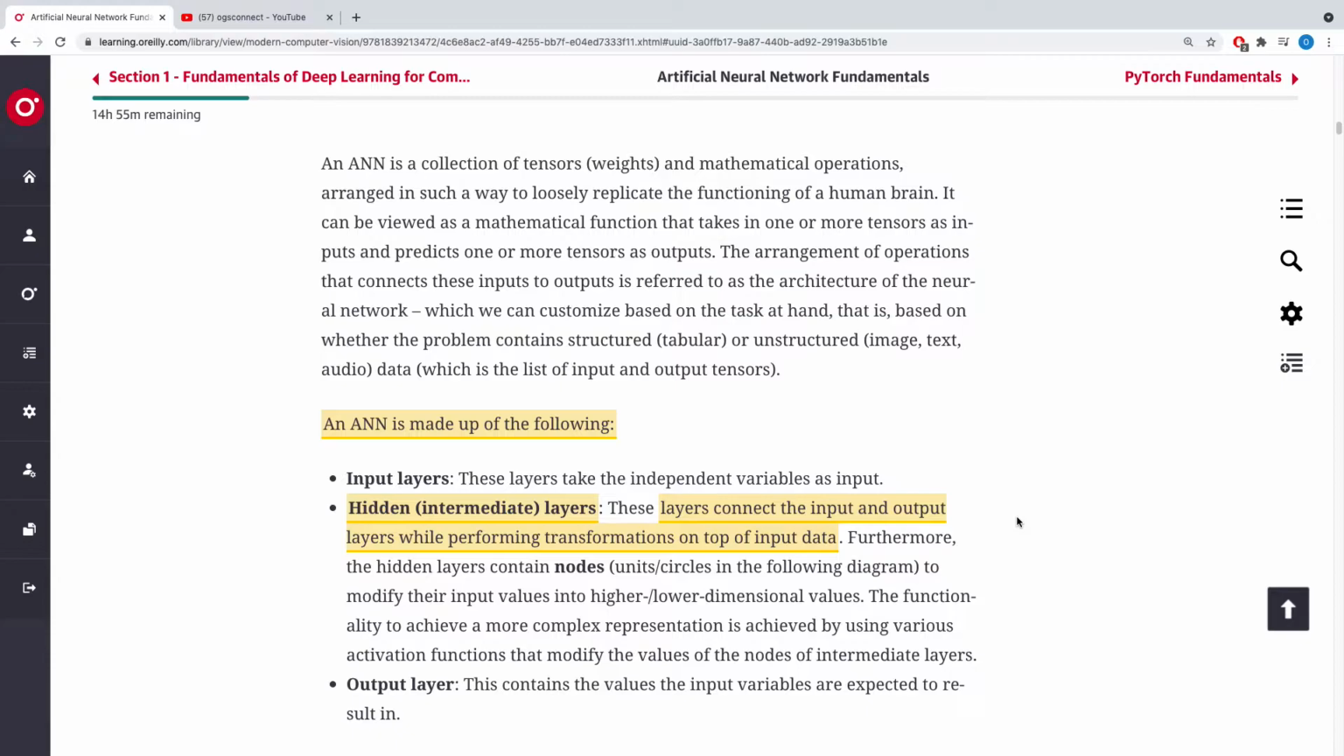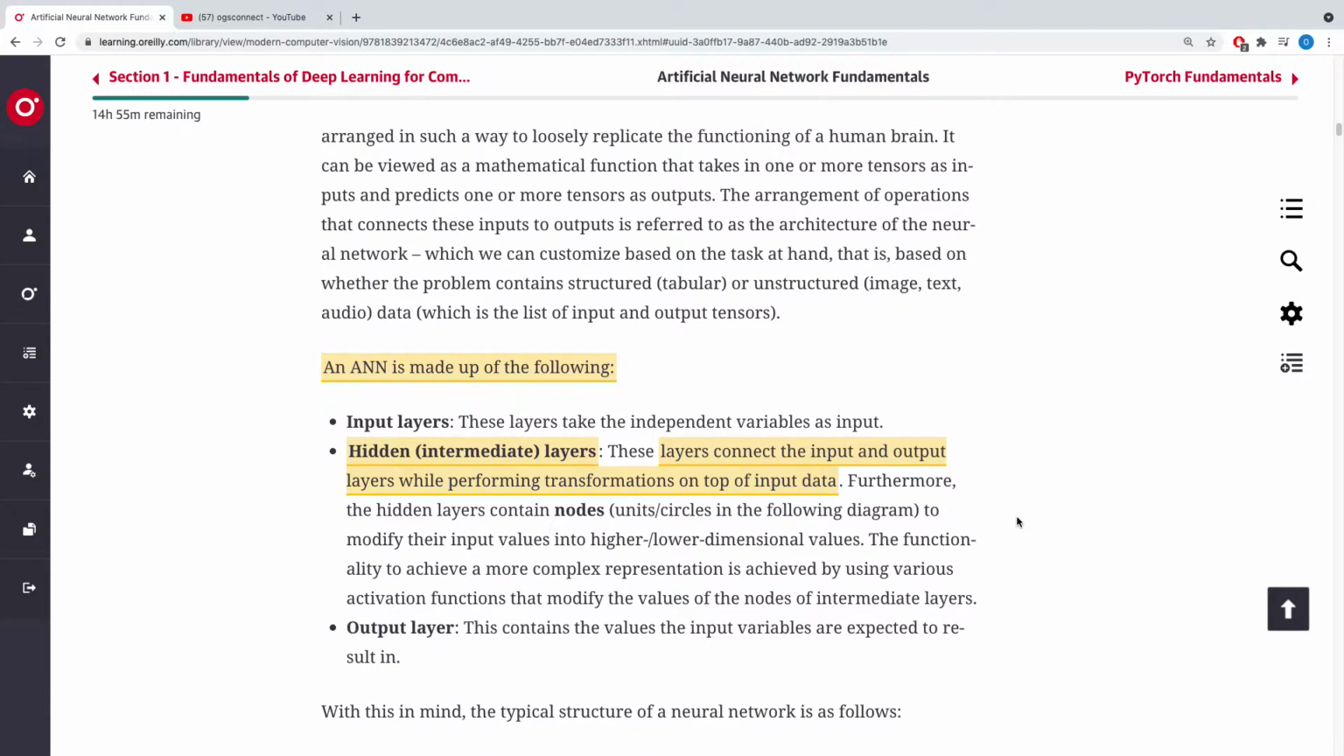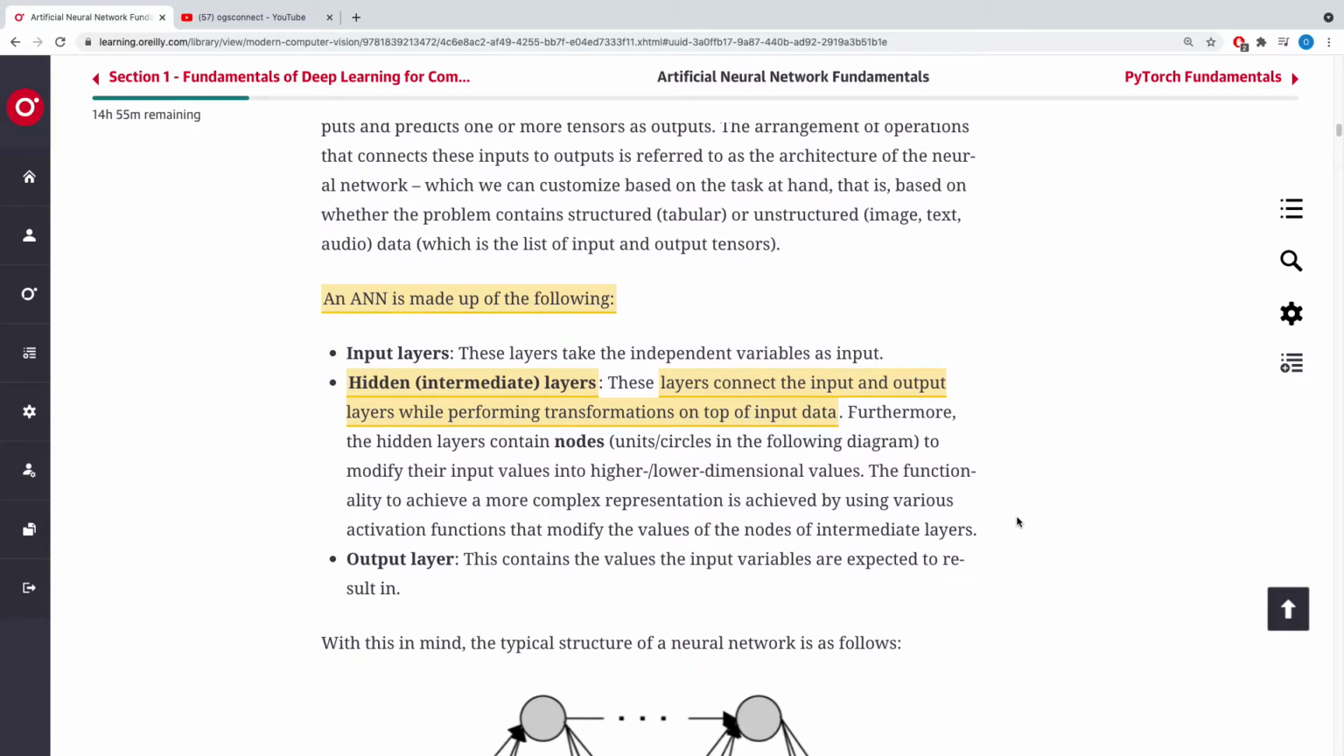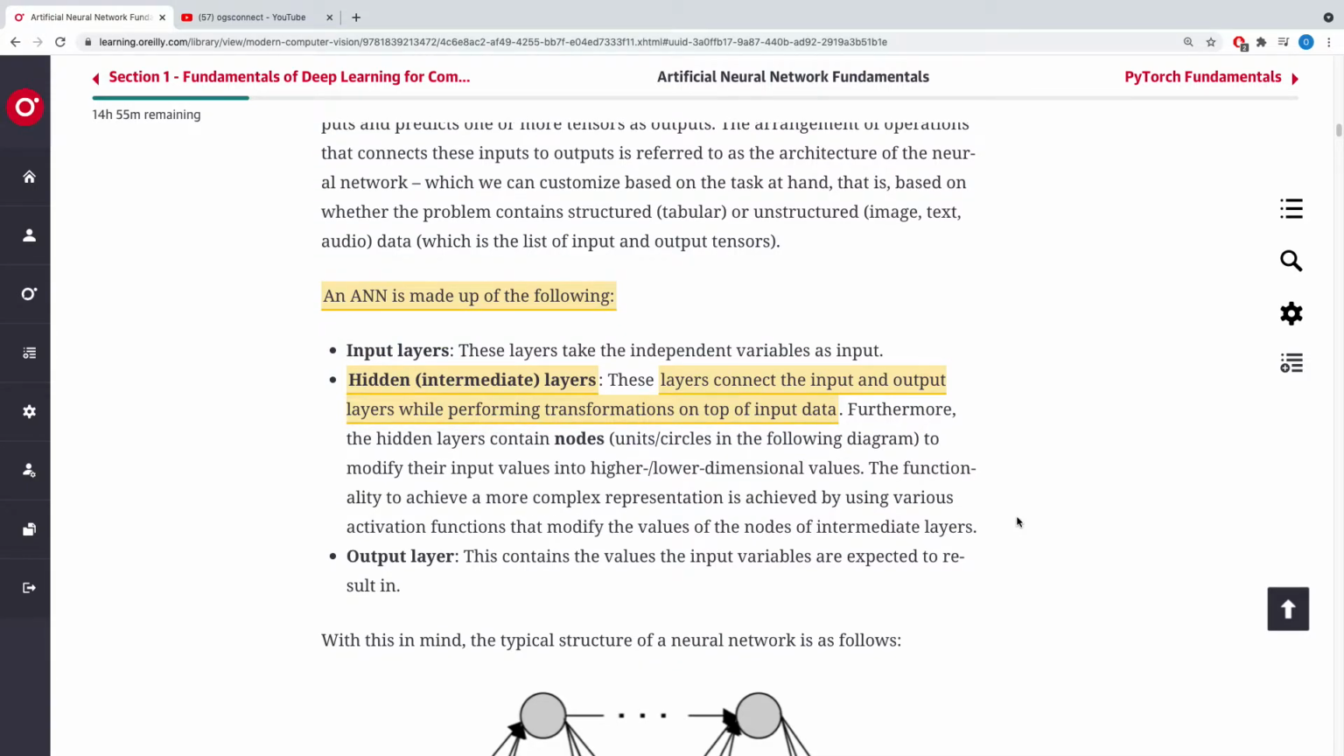So there are some components of this architecture. Essentially, you have the input layers, the hidden, also referred to as intermediate layers, and the output layers. In the hidden layers, that is where you have the weights being learned. You have the weight and the bias. So the layers connect the input and the output, and they do transformation on the input data. That is essentially where the patterns of the input are learned to be able to map to the output.